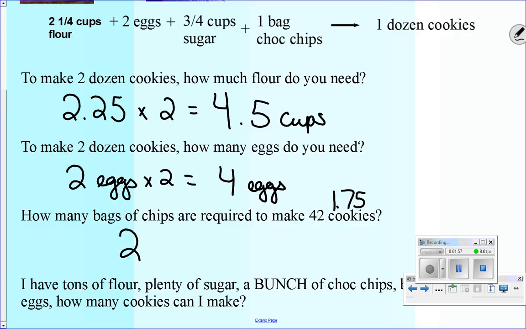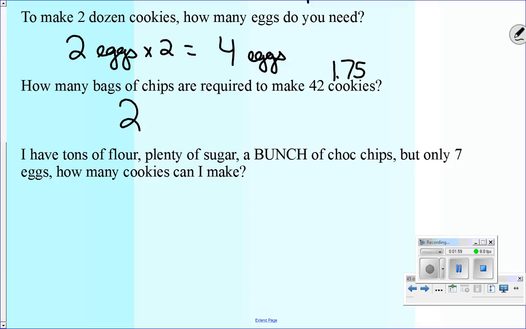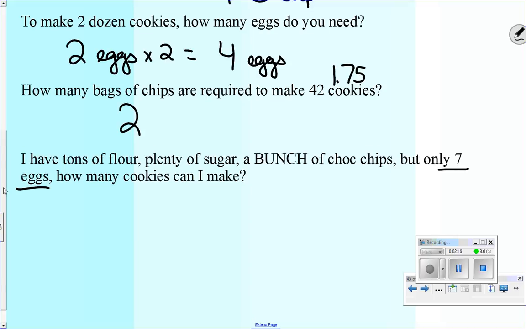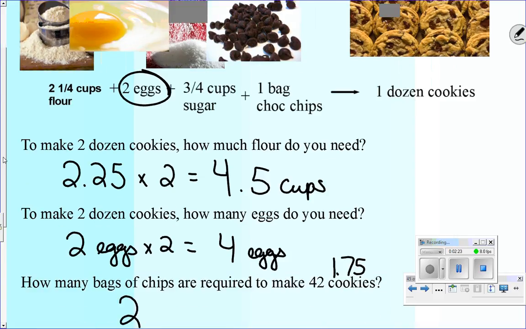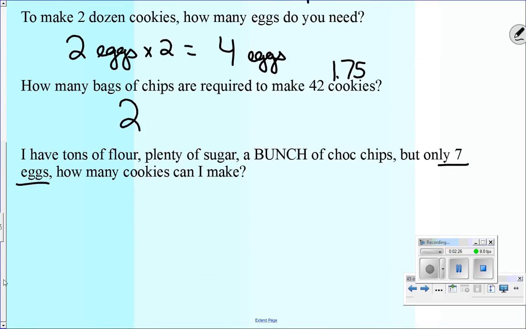Sometimes we also think about something called a limiting reagent, which we won't get into much in this chemistry course, but it's a nice idea to think about. If I have plenty of flour, as much flour as I need, a lot of sugar, and oodles of chocolate chips, but I were limited because I only, for some reason, had 7 eggs in my refrigerator, this would limit the amount of cookies that I made. Each dozen requires 2 eggs in order to make a dozen cookies.